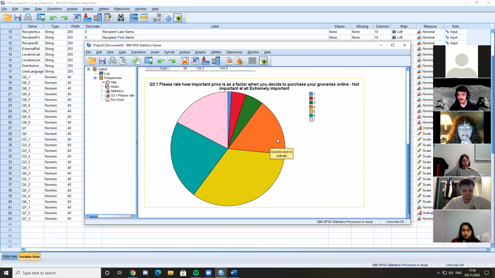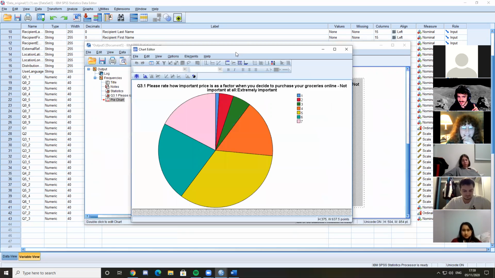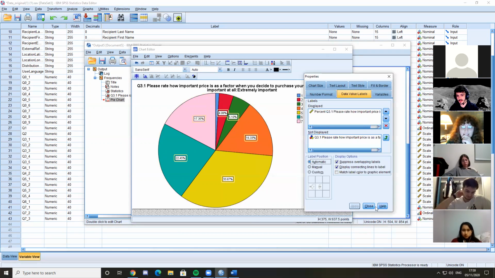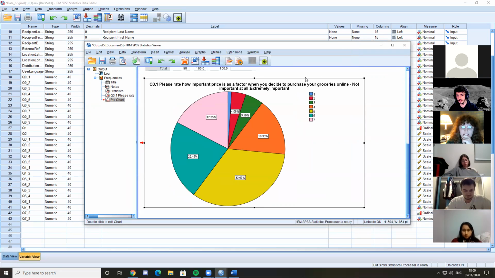How cool is that? Now that's all awesome, but where are our percentages? Great question. You click it twice. Another pie chart appears? Yes, but this is a chart editor. You right click that and click show data labels, and you can just close this. That's it, done. You have percentages. You can close that as well.